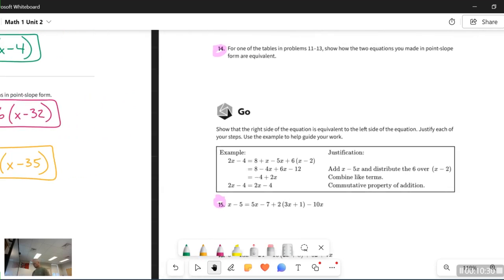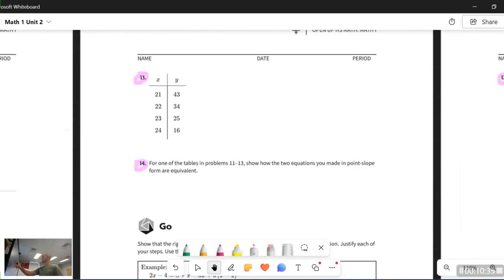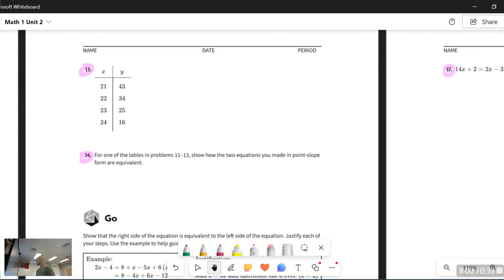We're going to go over to the next page here, to problem 13, which is asking us to do the same thing that we were just doing. First things first, because now I'm remembering, we have to figure out what our slope is going to be. So if we choose these first 2 points, 21, 43 and 22, 34, I'm going to write them as y2, 34 minus 43 over 22 minus 21. This here is going to spit out negative 9 over 1, which is just negative 9.